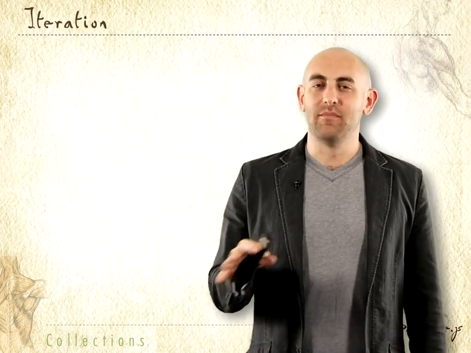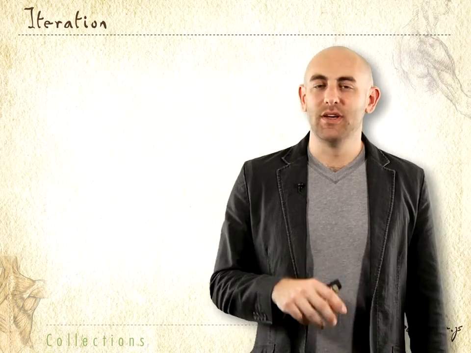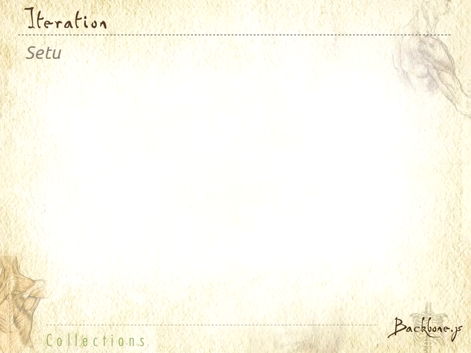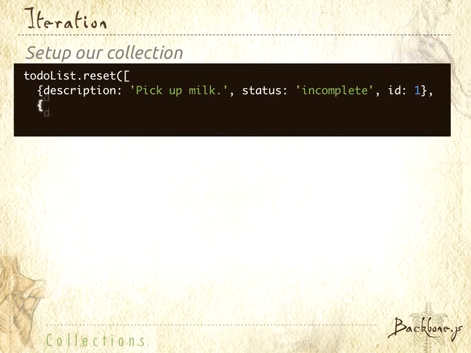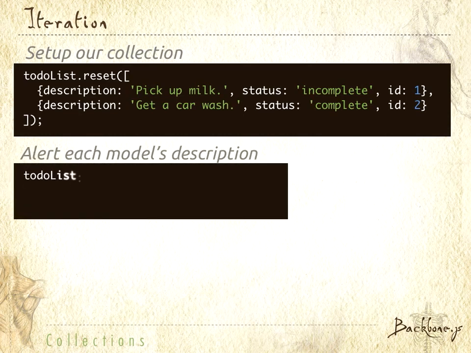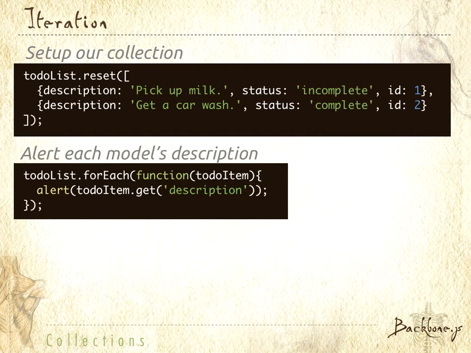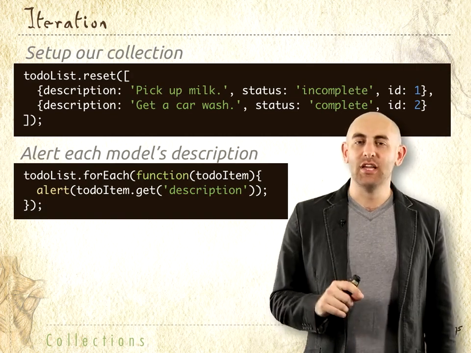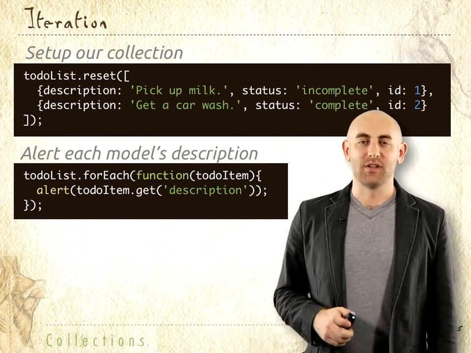Now that we have a set of models, we're probably going to want to do some iteration. First, let's set up our collection using reset with a couple of items. Now, as you can see here, we can call forEach on the to-do list, pass in a function, and that function will be called with each item in the collection. So here what we're doing is alerting each model's description, which will look something like this.